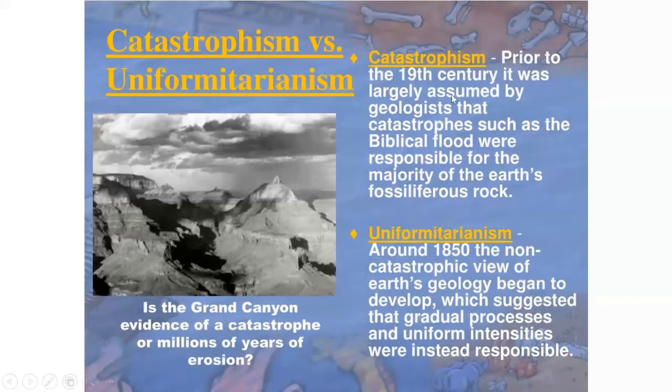Okay, so catastrophism versus uniformitarianism. Example, is the Grand Canyon evidence of a catastrophe that created all these canyons and mountains, or is it millions of years of erosion?